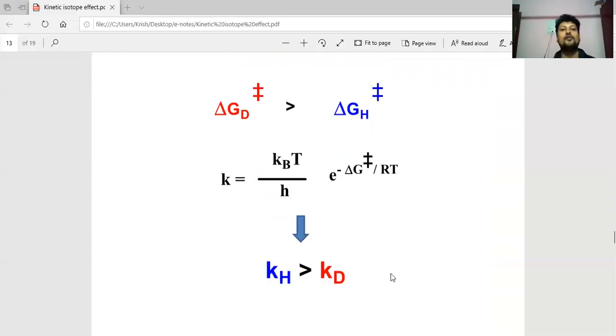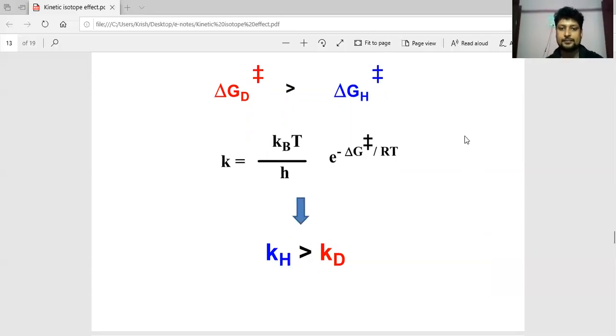Now, this equation we have already dealt in class, that is, rate constant is equal to Boltzmann constant into absolute temperature divided by the Planck constant into e to the power of minus delta G double dagger by RT. So if you see that, we can say that KH is greater than KD from this equation. That means KH by KD ratio is always greater than 1, since the bond has been broken in the RDS.